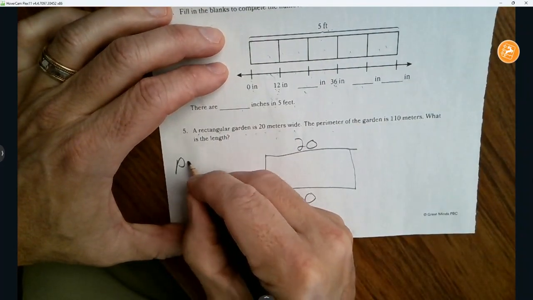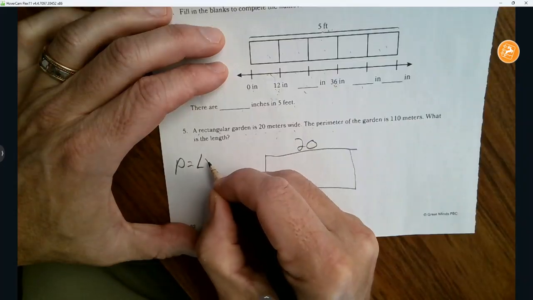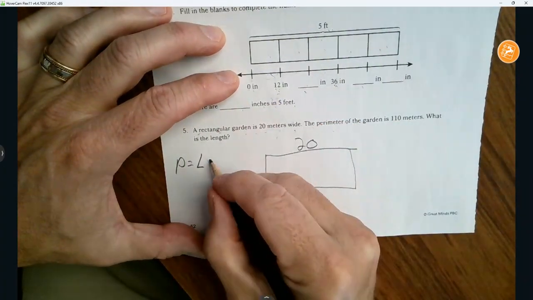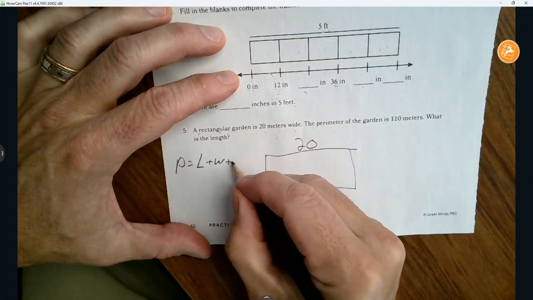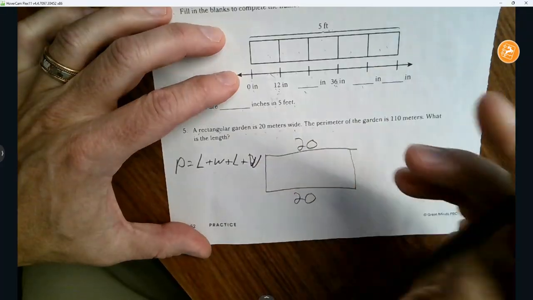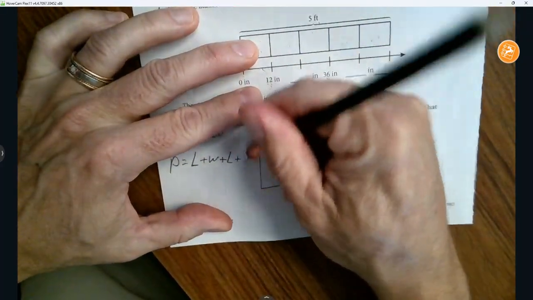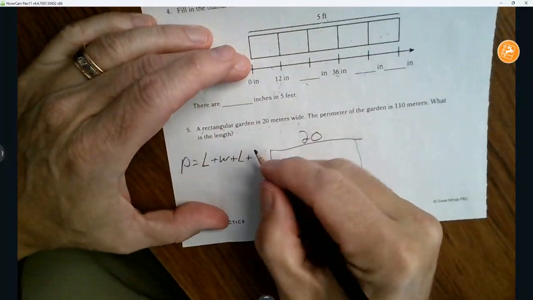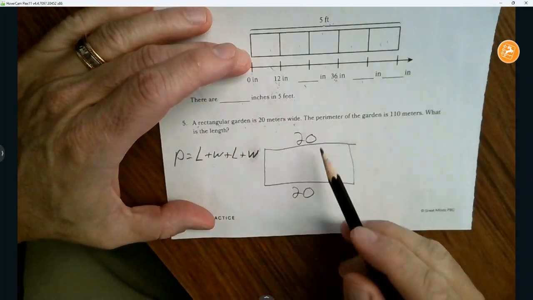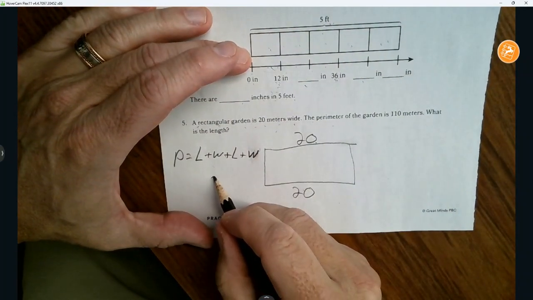So P equals length. Oops, I almost put times. Length plus width plus length plus something underneath. Hold on. There's something under the paper that caught my pencil. Width. All right. So we got the width twice already.